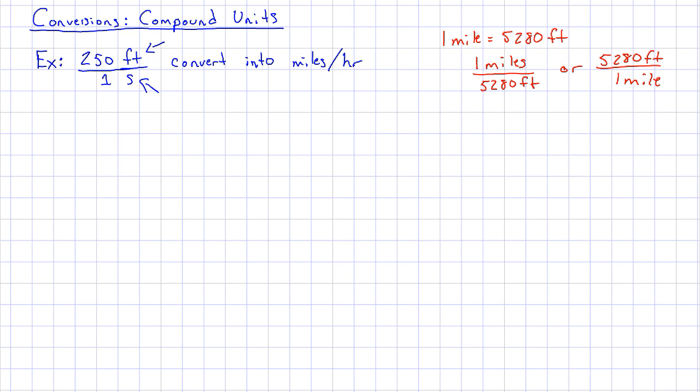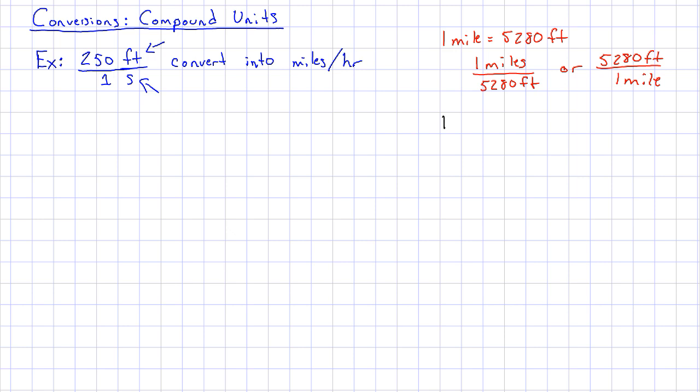And then if I look at my seconds, I don't know off the top of my head how many seconds are in an hour, but I do know how many seconds are in a minute. And I know how many minutes are in an hour. So I prefer to do it in multiple steps instead of finding out how many seconds are in an hour, because I don't have to look anything up. I just already know this information.